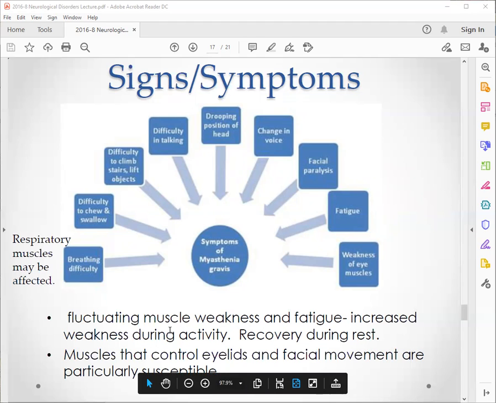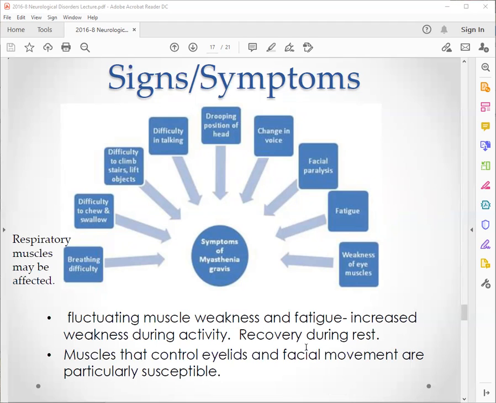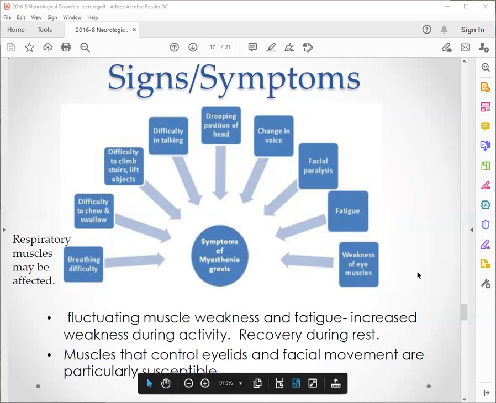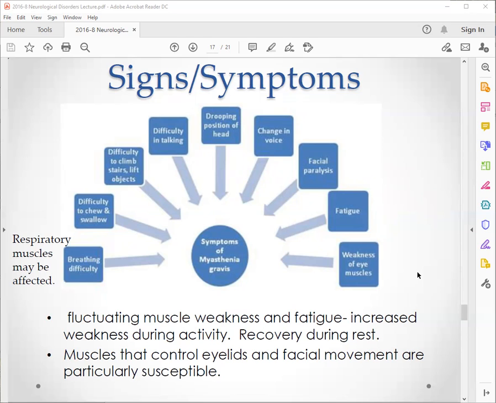Oftentimes there's fluctuating muscle weakness and fatigue. There's increased weakness during activity and increased recovery time during rest. And oftentimes the muscles that control the eyelids and facial movement, including the mouth, are particularly susceptible. So a differential diagnosis of those signs and symptoms would be a stroke or cerebral vascular accident.